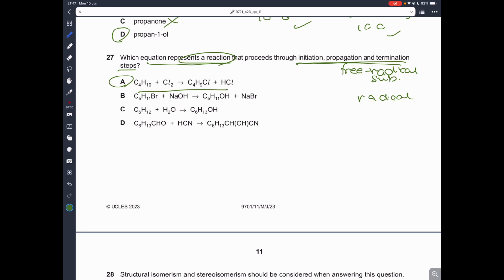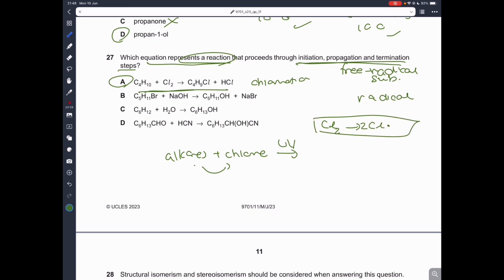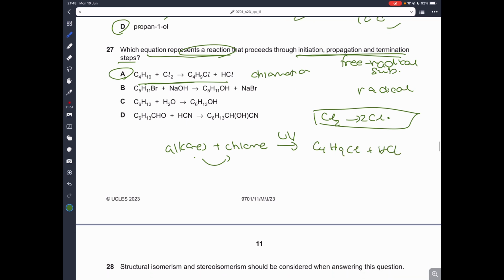Why? Because this is actually chlorination. You have to know that alkanes will react with chlorine. Alkanes undergo chlorination under UV light, right? So Cl2 actually breaks down into 2 chlorine free radicals. And then it forms C4H9Cl plus HCl. That's free radical substitution. So A is the correct answer.